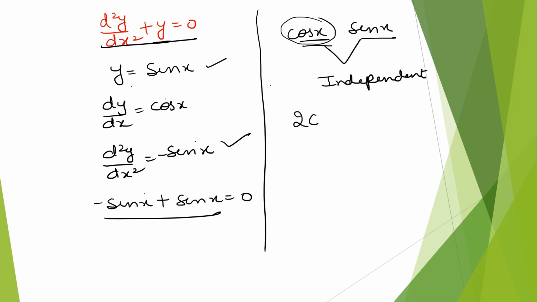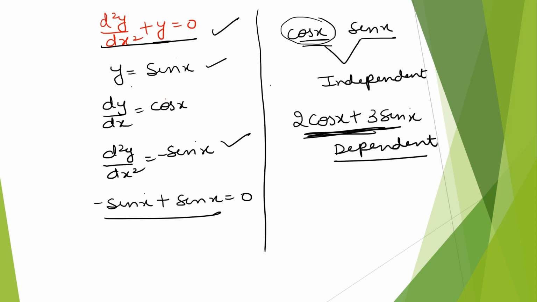But if I say 2 cos x plus 3 sin x, you can check this will also satisfy your equation, but this is a dependent solution. Why so? Because we can generate this solution by just multiplying this thing with 2 and this thing with 3. And these constants are the free elements. We can take any constants and multiply our independent solutions, and take the linear combination of that. That will again satisfy your equation, but these solutions are dependent solutions. On the basis of this we have some important points which we will discuss on the next slide.